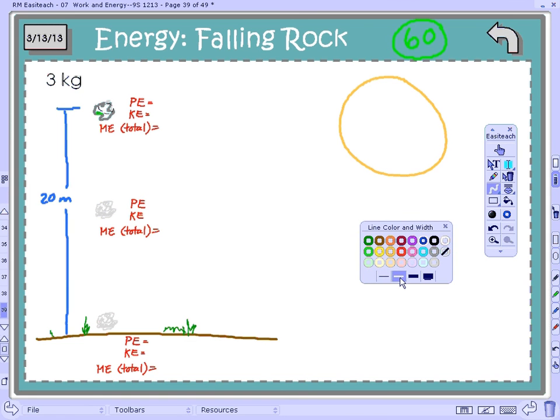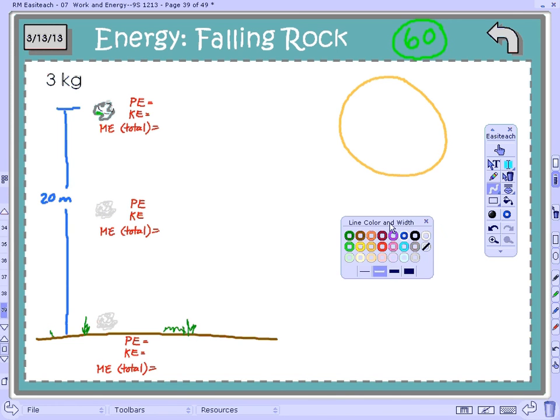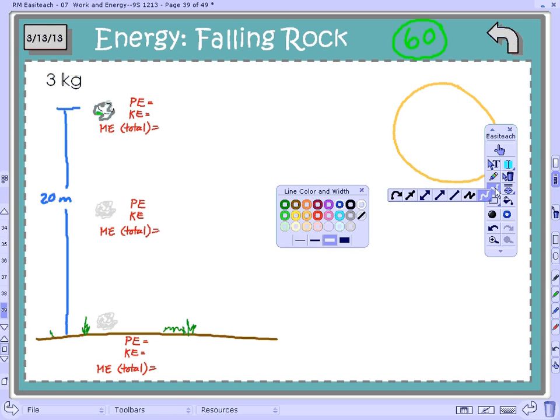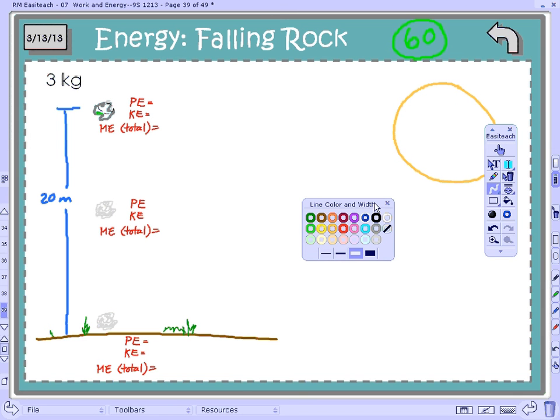Sorry, the rock. Well, the difference here is that in the previous problem we were given the potential energy. Now we're not given the potential energy. Does anybody have ideas about what we could do even though we were not given that potential energy? Okay, we're going to use the equation.